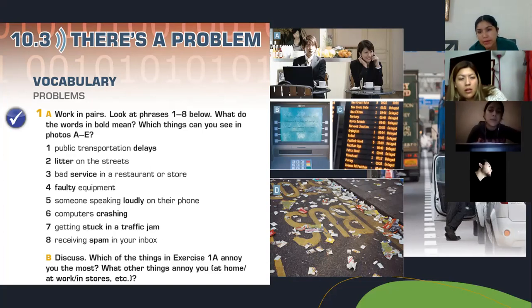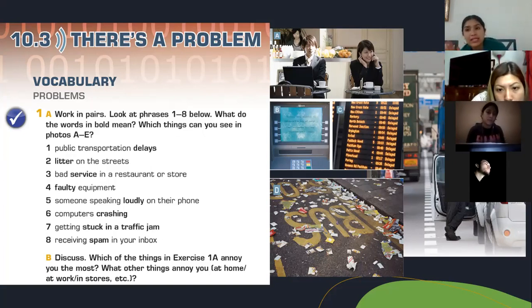Equipment es un equipamiento, ya sea lo que sea. For example, if you're in a lab, the equipment is whatever you use there. So faulty is an adjective, es un adjetivo. Si dice faulty equipment, it means that it doesn't work that well, que no sirve muy bien, o sea, es algo que falla, que tiene fallas. Faulty es un adjetivo.